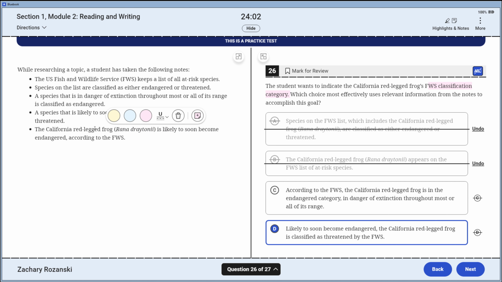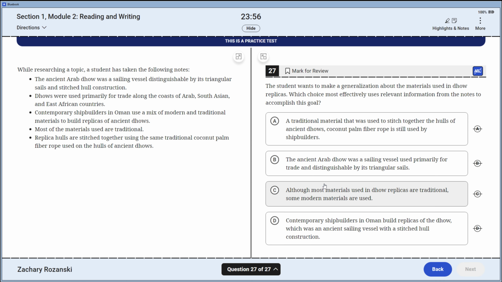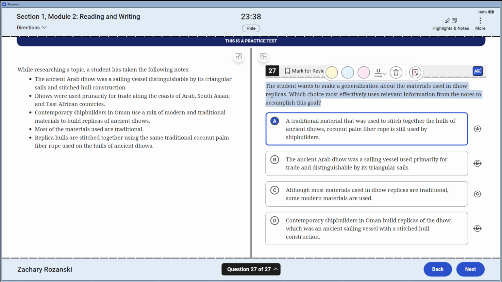Right here. The red-legged frog is likely soon to become endangered, right? They are not already endangered. Liar. D, a generalization about the materials used in dhow replicas. So I want to focus on materials and a generalization about those materials. A traditional material that was used to stitch together the holes of ancient coconut fiber. This is just one material. I want materials. I'm going to take that for its face value. I like it, I guess.